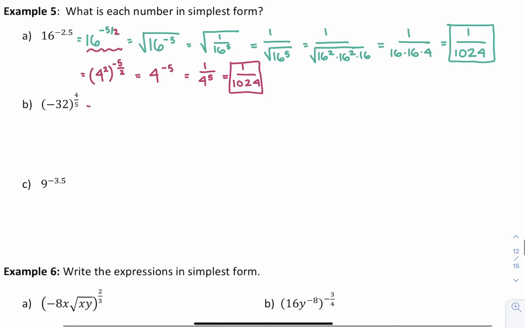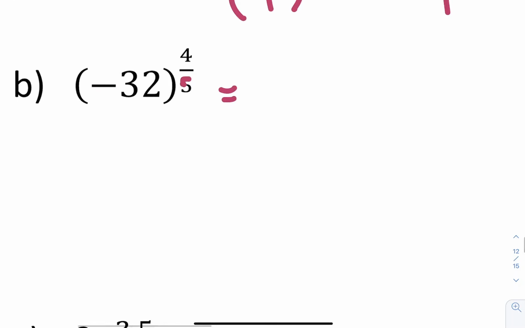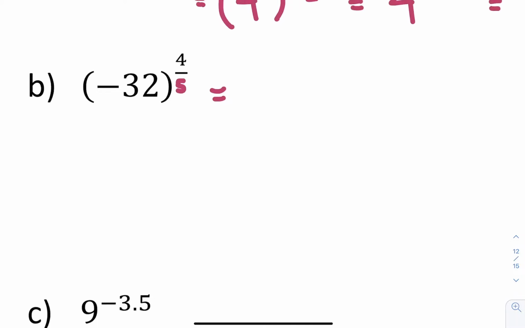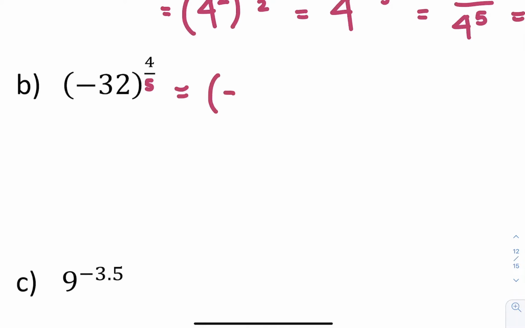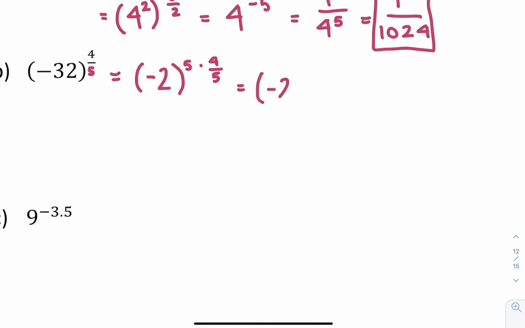We have negative 32 to the 4/5. Well, negative 32, if I'm looking at this denominator, it's a 5. I kind of want it to cancel, right? So I know that negative 2 to the 5th is the same thing as negative 32. And now I'm going to raise it to the 4/5. Now I'm going to multiply, so I get negative 2 to the 4th, which if I multiply that out on my calculator, I will get positive 16, because an even exponent gives me a positive number.